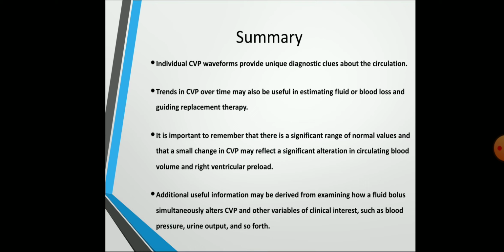So the basic idea, to summarize, is that individual CVP waveforms provide unique diagnostic clues about the circulation. You are not interested in a single value of CVP, you are interested in trends in CVP over time, and it can be useful in estimating fluid and blood losses and guiding fluid replacement therapy. It is important to remember that there is a significant normal range of values, and a small change in CVP may reflect a significant alteration in circulating blood volume and right ventricular preload. Additionally, you can estimate how a fluid bolus simultaneously alters CVP and other clinical variables such as blood pressure, urine output, and so forth.